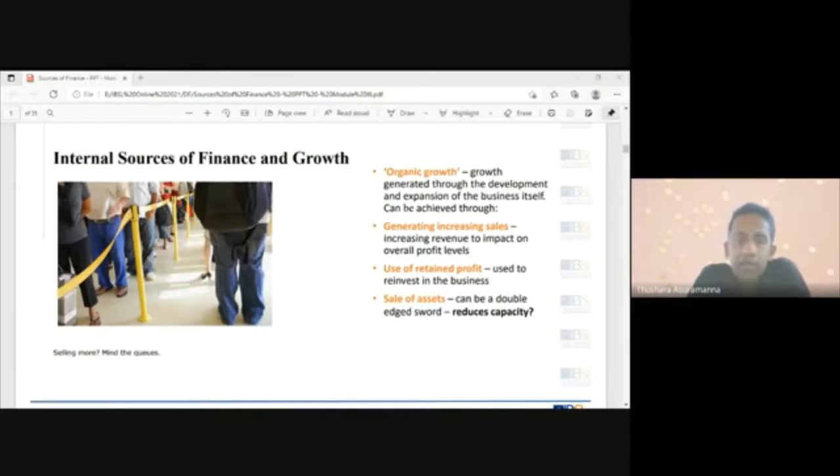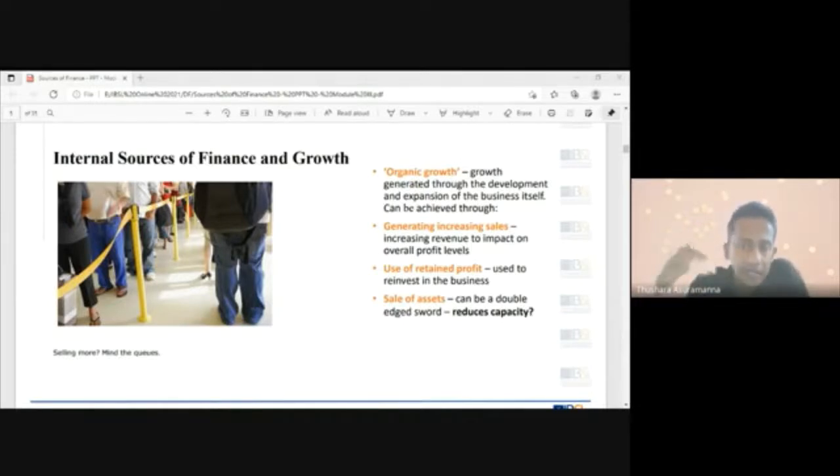Now we discuss one by one. Generating increasing sales. So that is very easily understood phenomena where every business can generate income by expansion of sales. That can be either increasing the pricing of the particular product or service, or increase the volume that you are targeting to your customers. Either way, you can increase your sales.